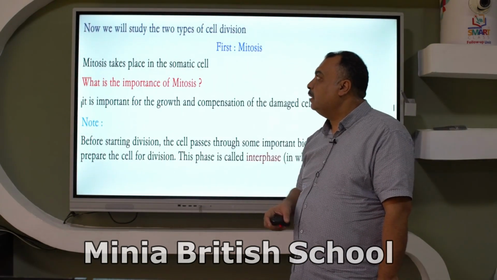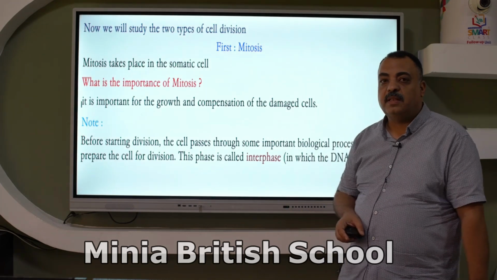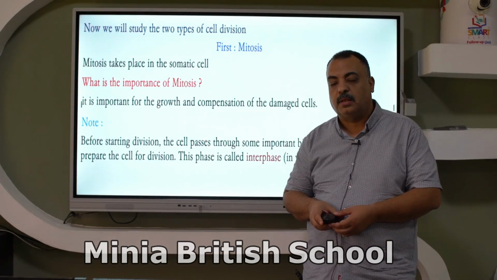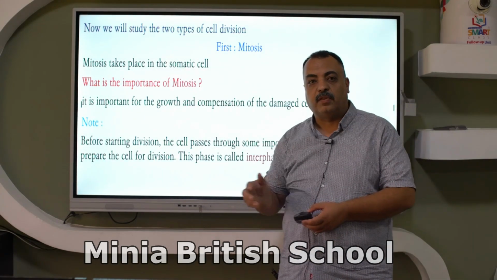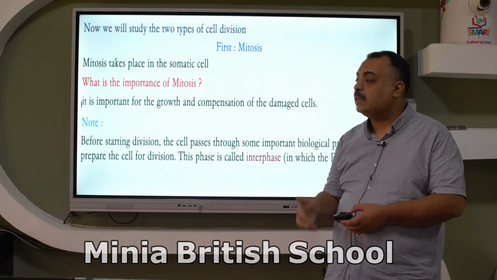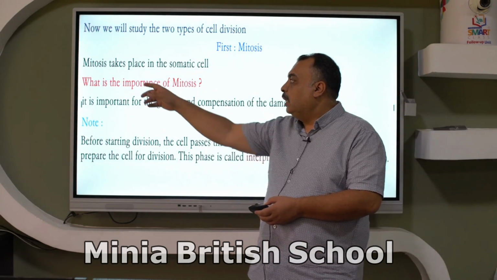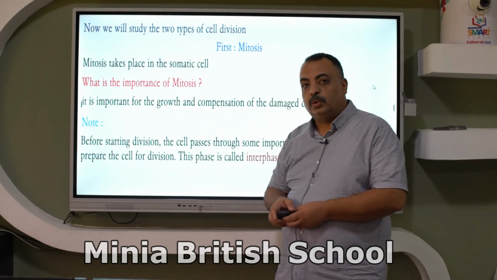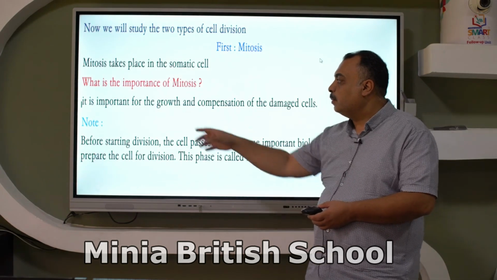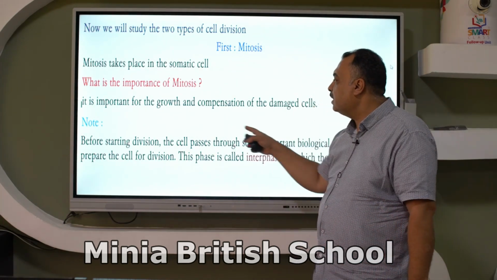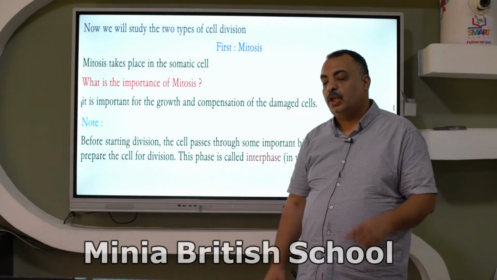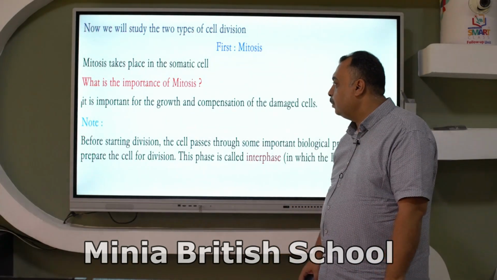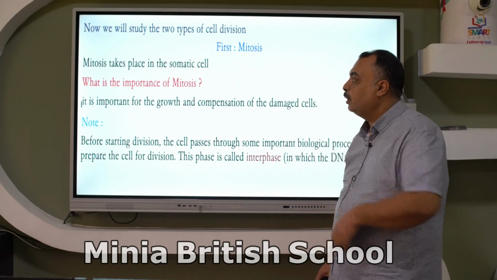Now we will study the two types of cell division. Firstly, we will study mitosis. Mitosis takes place in somatic cells like liver cells, stomach cells, and skin cells, as we said before. What is the importance of mitosis? Mitosis is important for the growth and compensation of the damaged cells. The growth of cells and the compensation of damaged cells mainly depend upon mitosis.